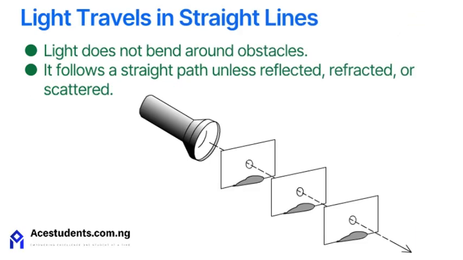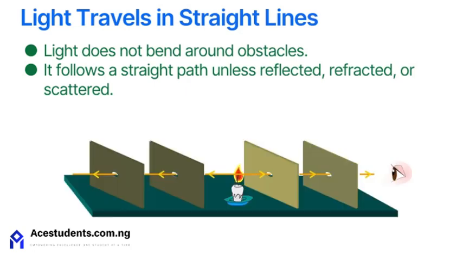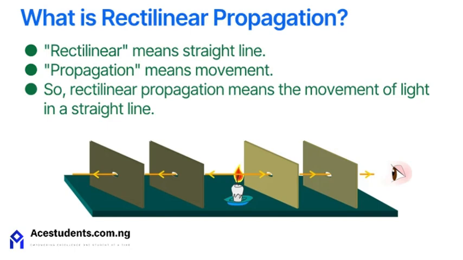Light does not bend around obstacles. It always travels in a straight path, unless it interacts with another medium. This natural tendency is called rectilinear propagation. The word rectilinear means straight line. Propagation means movement or travel. So when we say rectilinear propagation, we are simply saying that light moves in a straight line.